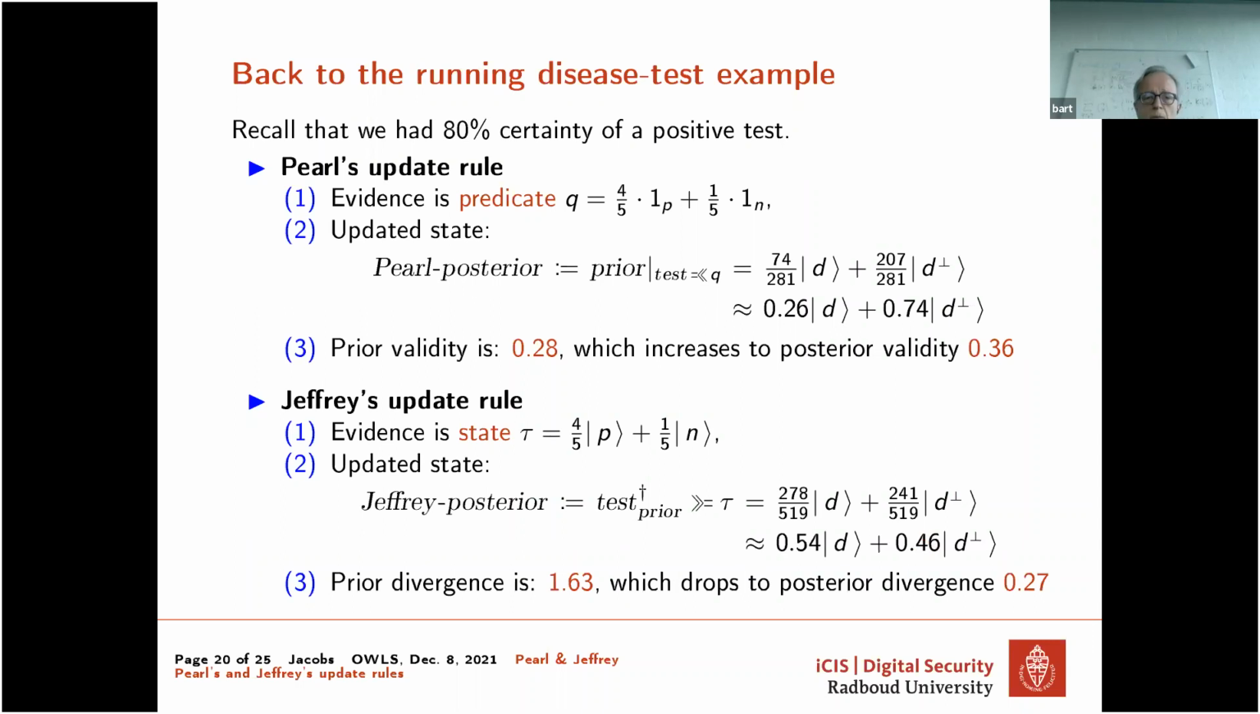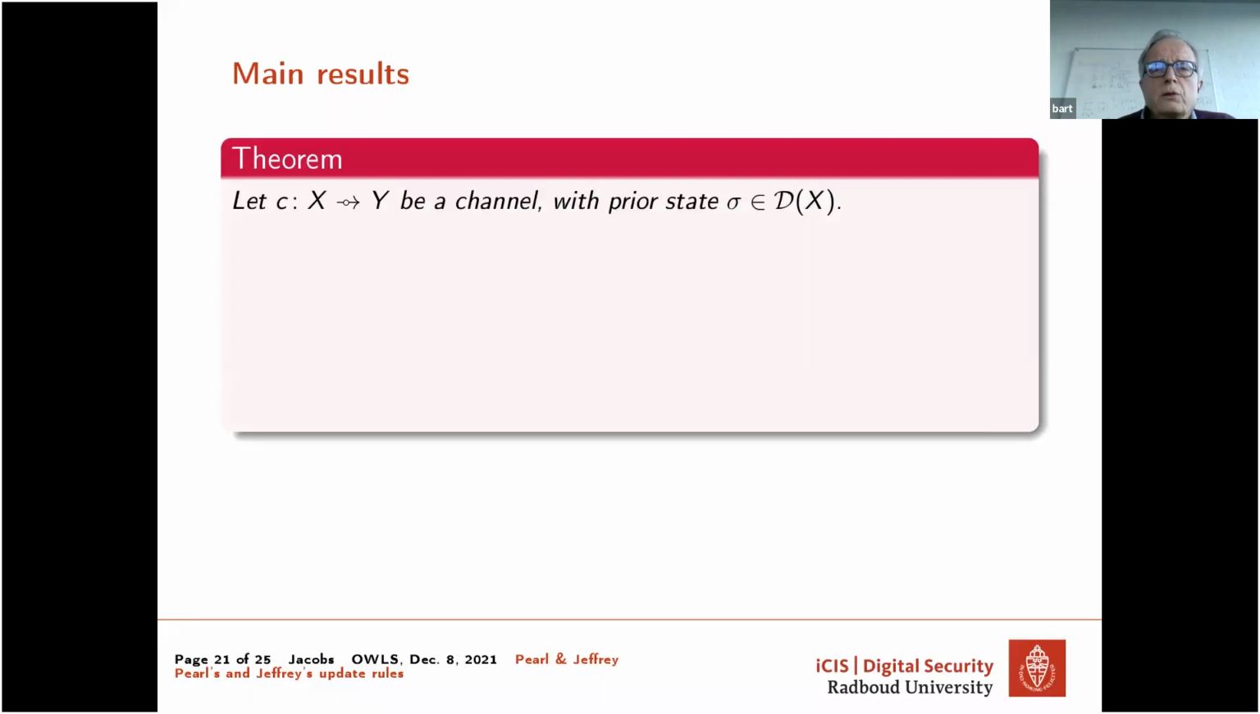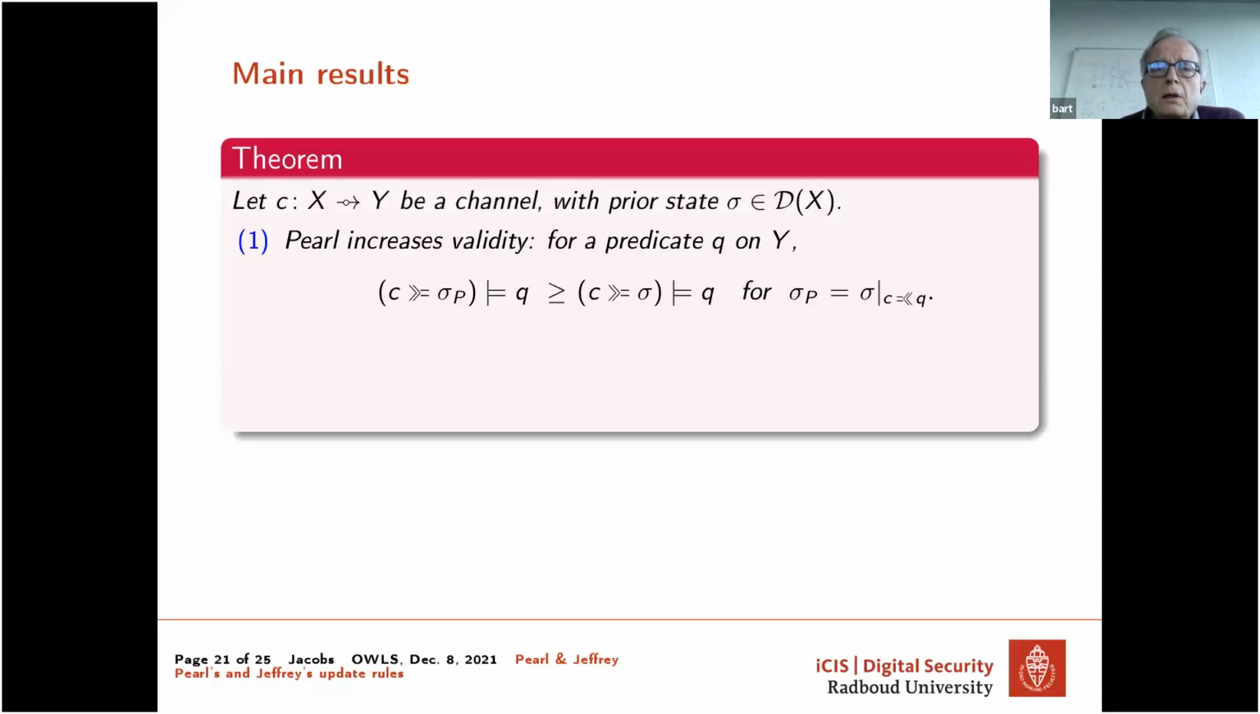0.45. Now there are some claims in these third points about validity and divergence, and they are part of the main results in this area. So if you have a channel C from X to Y with prior state sigma, Pearl's update increases validity. And how should you read this?